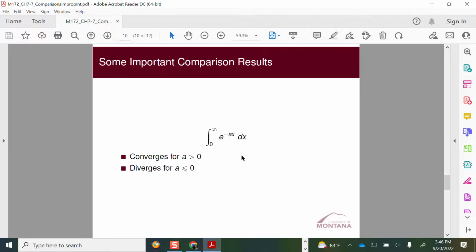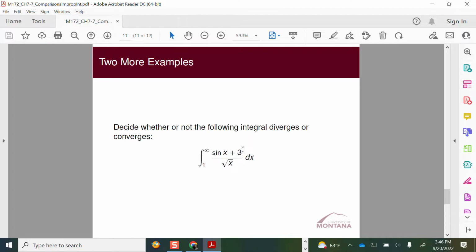So I guess those are important results you can rely on, and our last two examples rely on those two results. So let's take a look there. Let's decide whether or not the following integral diverges or converges. So let's just take a second to look at this on Desmos and peek at what it looks like.